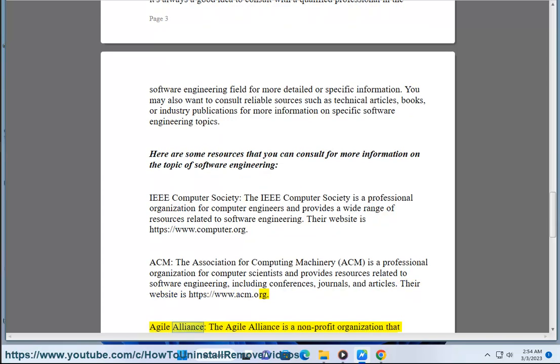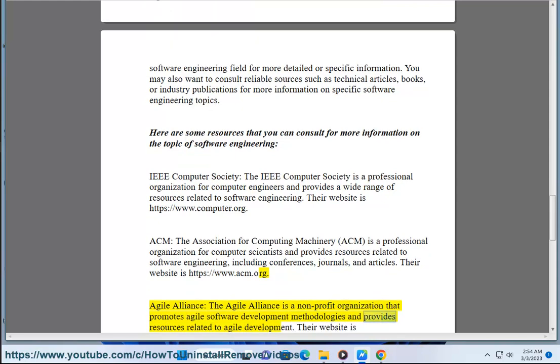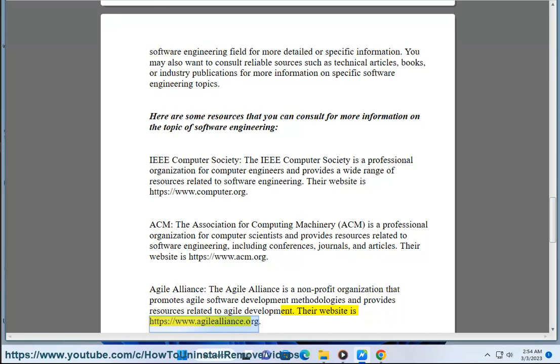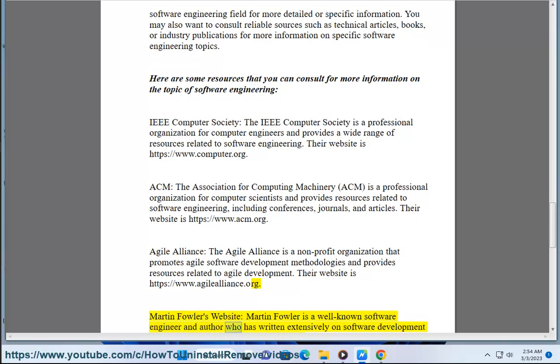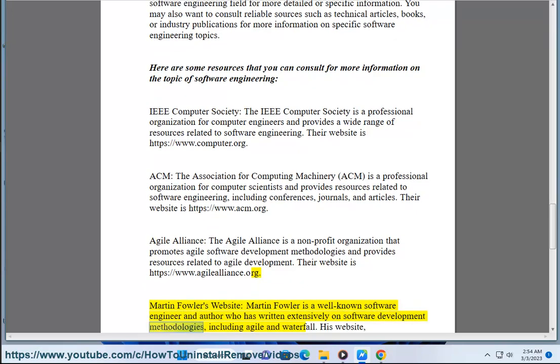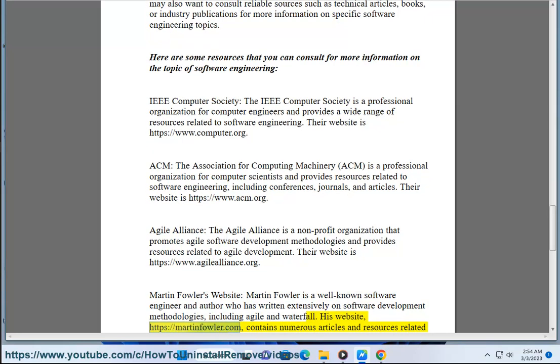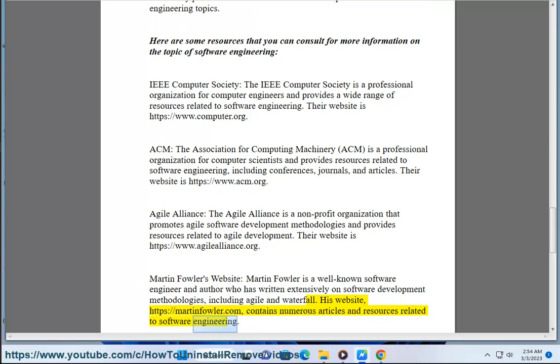https://www.acm.org. Agile Alliance. The Agile Alliance is a non-profit organization that promotes agile software development methodologies and provides resources related to agile development. Their website is https://www.agilealliance.org. Martin Fowler's website. Martin Fowler is a well-known software engineer and author who has written extensively on software development methodologies, including agile and waterfall. His website, https://martinfowler.com, contains numerous articles and resources related to software engineering.